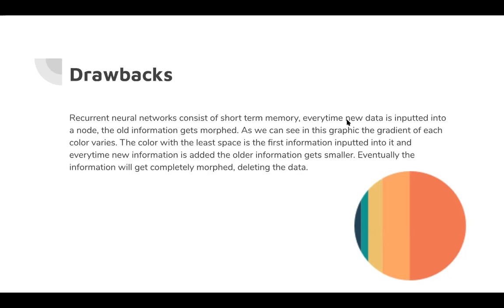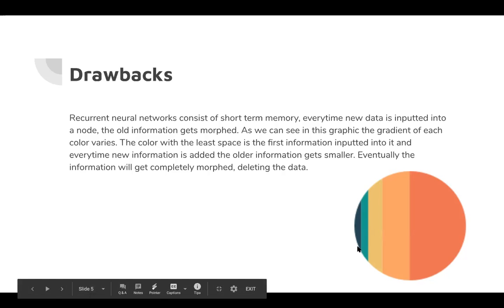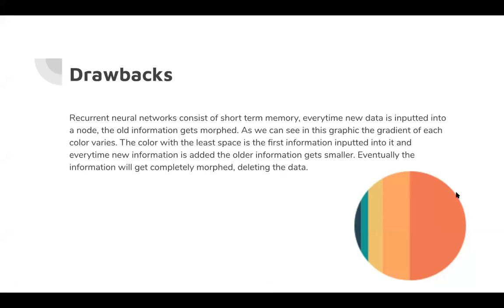So as you can see in this graphic, each gradient of the color varies. If you can see my cursor, this dark teal color is much smaller compared to, let's say, this orange color. That means that this dark teal color was inputted into the neural network first, and then all the other ones were inputted sequentially afterwards, which means that this is getting morphed.